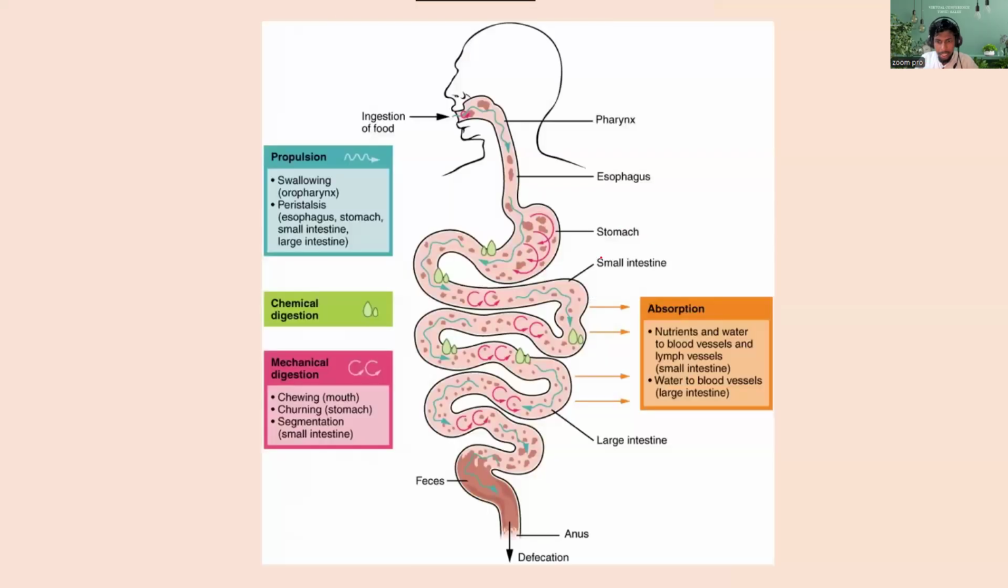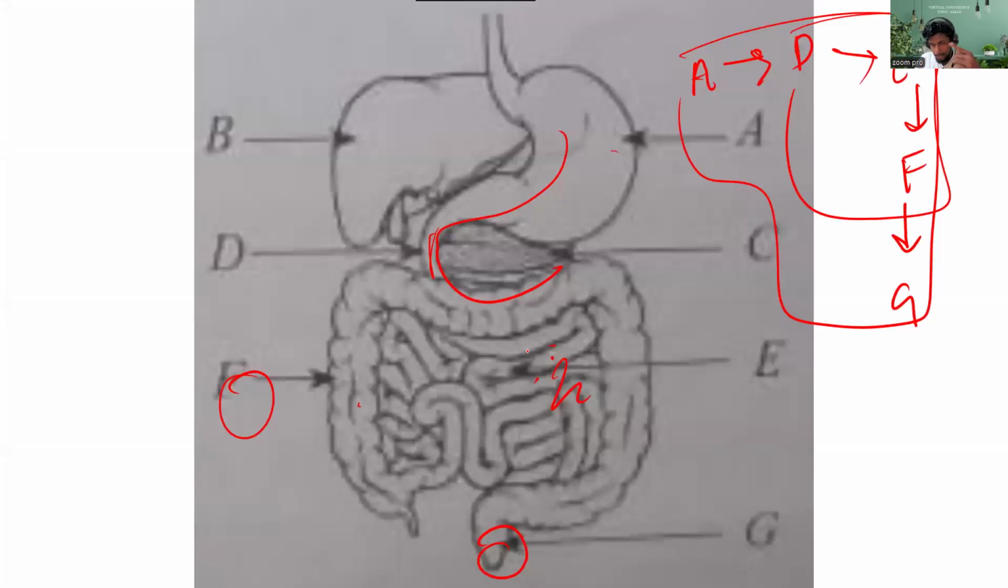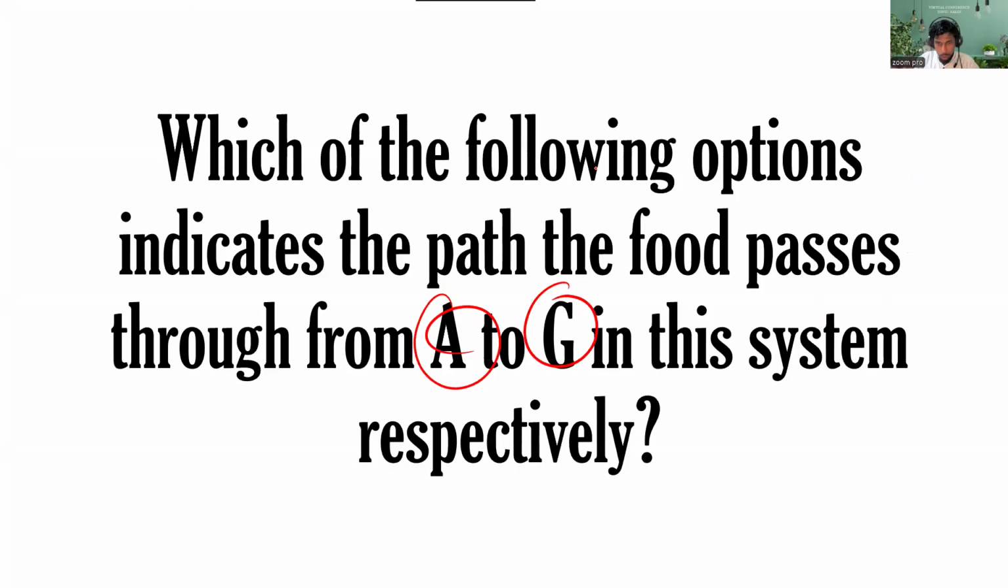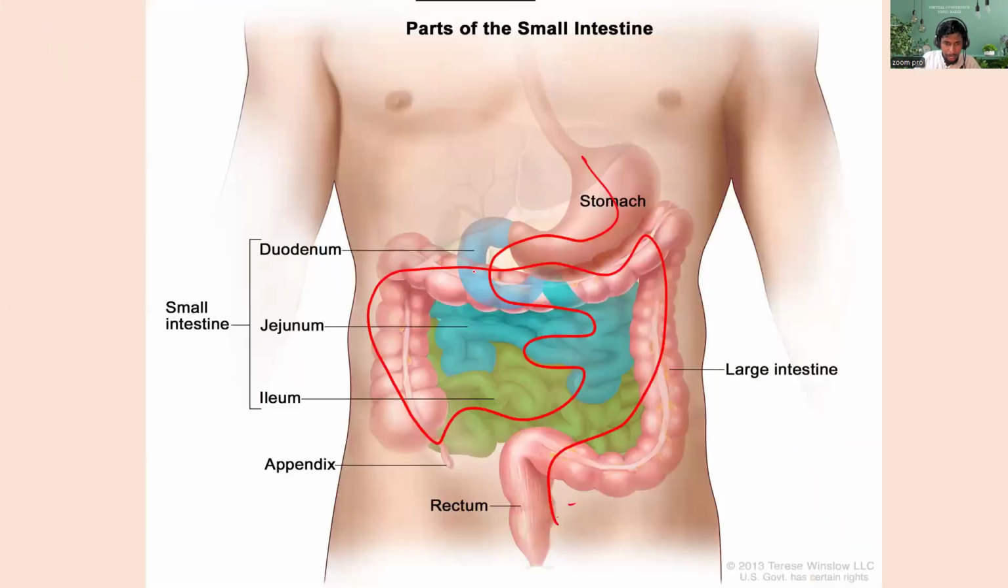No, we can't say, right? C is what? Gland, right? C is a gland, that pancreas gland. So within the pancreas gland, the food will never move, right? So the food will move through the stomach and the duodenum and the small intestine and the large intestine and the anus. So this is the pathway.